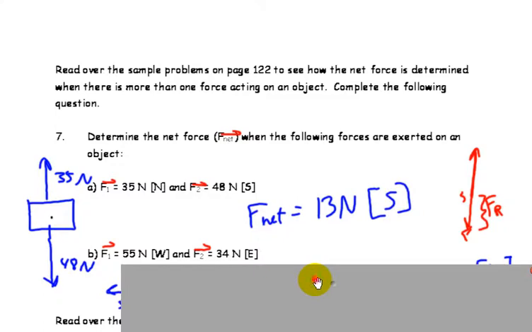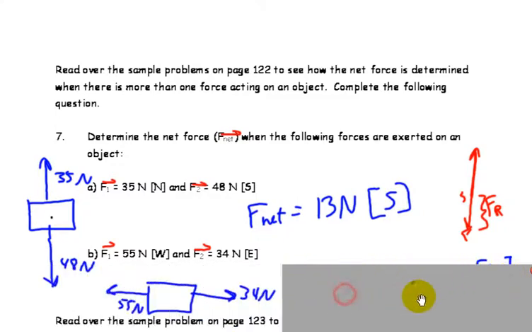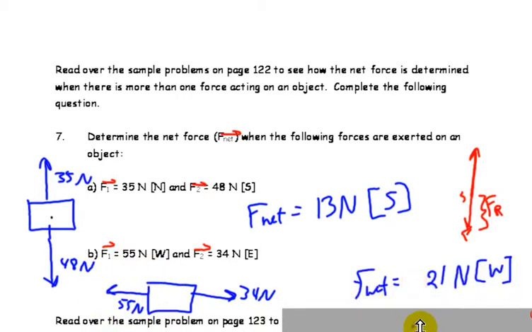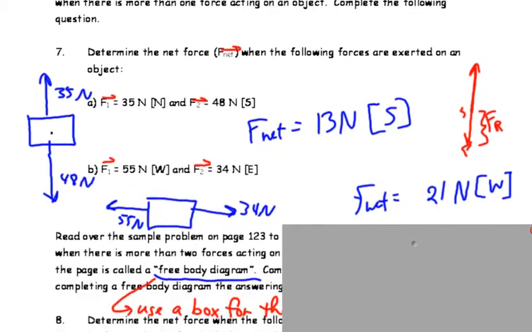This next one, 55 newtons west, 34 newtons east. So we can visualize it like that, 55 in this direction, 34 in this direction. 34 cancels with 34, 55 subtract 34, and we get 21 newtons west.